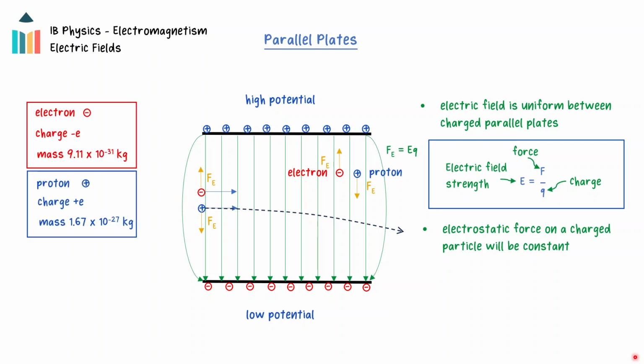And because both particles have equal charge, the force is the same for both. But the mass of the proton is much higher than that of the electron. The proton has a mass of 1.6 times 10 to the negative 27 kilograms, whereas the electron has a mass of 9.11 times 10 to the negative 31 kilograms. So the acceleration of the electron will be larger than that of the proton. This can be seen in the relative paths that the particles will take as they enter the field.